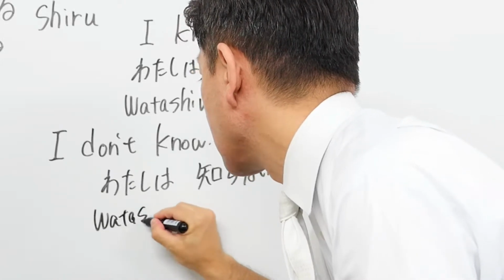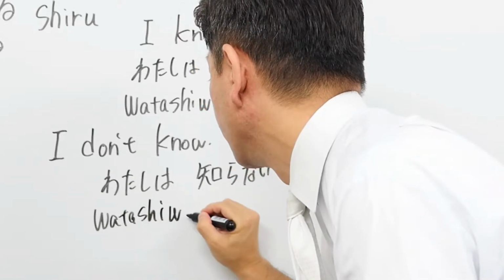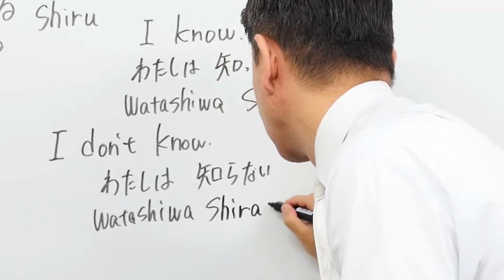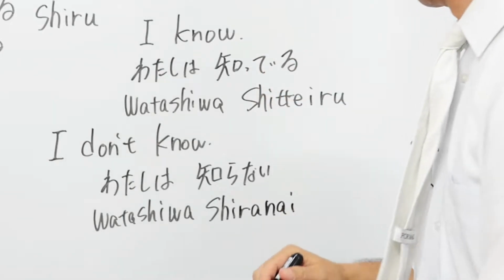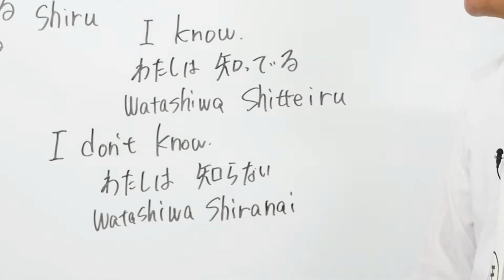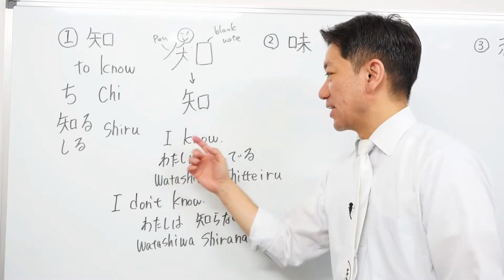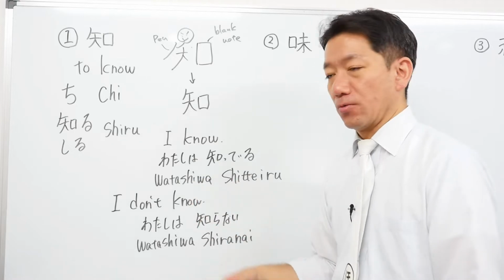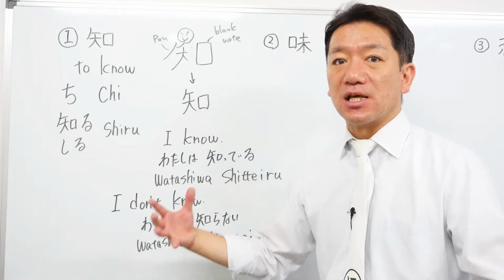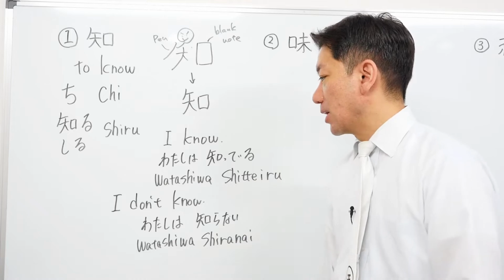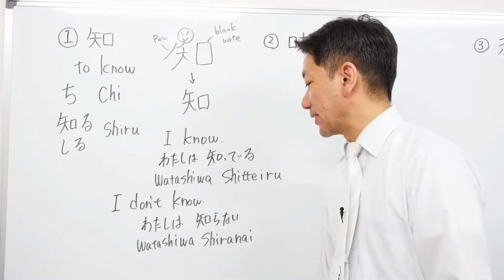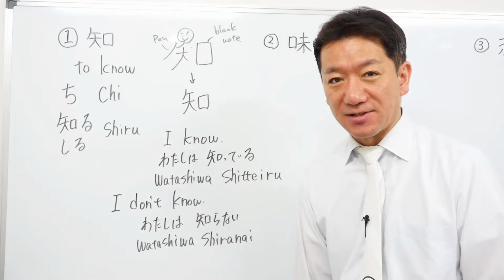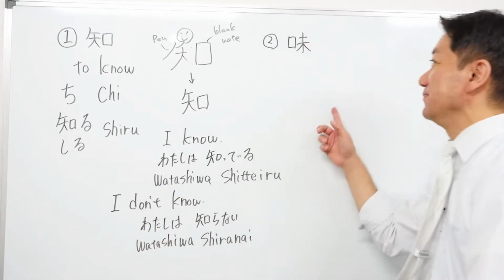In Roman, watashi wa shiranai. So if you say I know in Japanese, you can say 私は知っている, or 私は知っています in a polite way. Or I don't know is 私は知らない, or in polite form, 私は知りません. Okay, then next one.